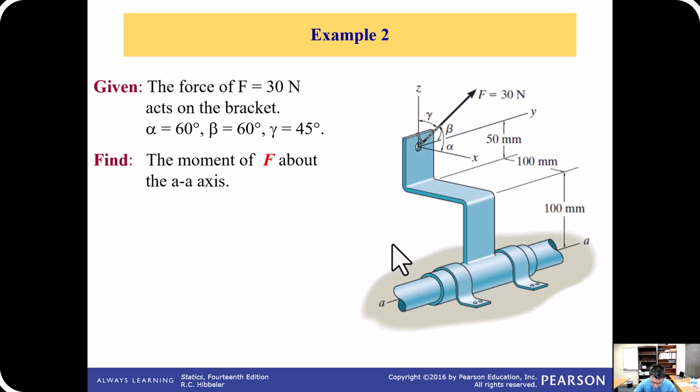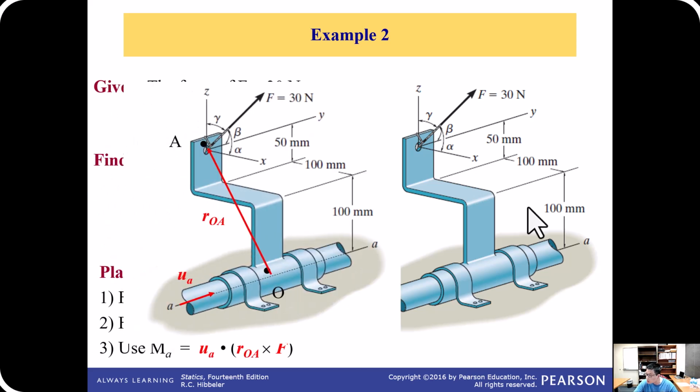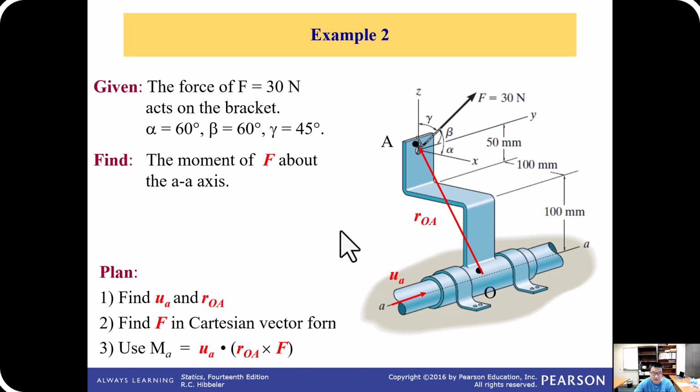Let's see another example. The force F equals 30 acts on the bracket. Alpha is 60, beta is also 60, gamma is 45. What's the moment of F about the aa axis? We can define the point O as the 0, 0, 0 point. Our plan is to find ua and rOA first, and find F in Cartesian vector form, and then use this equation.